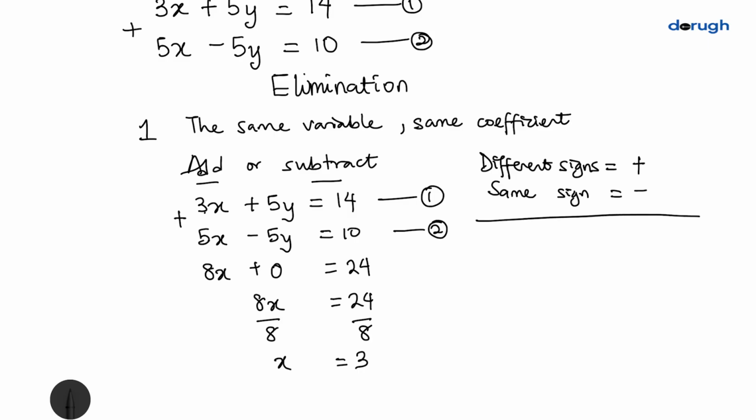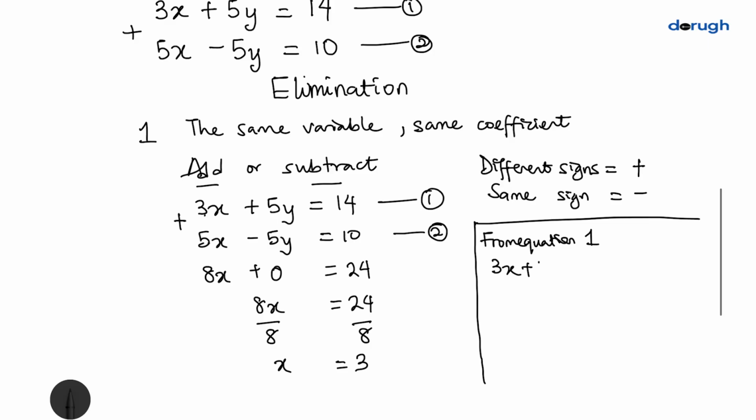Simple as that. Again, without going too far, what we will now do is pick any of the equations we want to work with, either equation 1 or equation 2. Let's just go with equation 1. So from equation 1, we have that 3x plus 5y equals 14. So if we substitute the value of x, we will have 3 times 3 plus 5y equals 14. And in that case, 9 plus 5y equals 14.